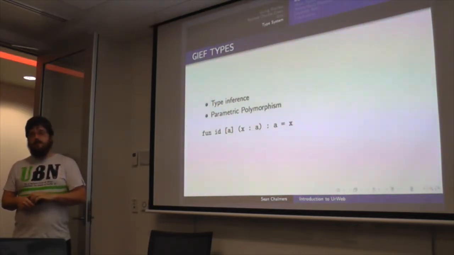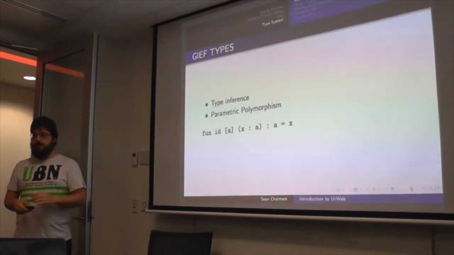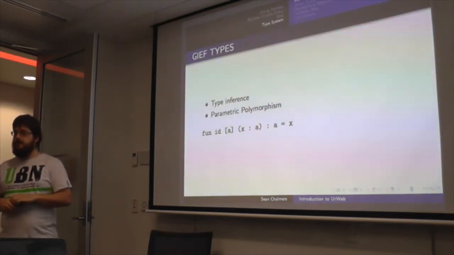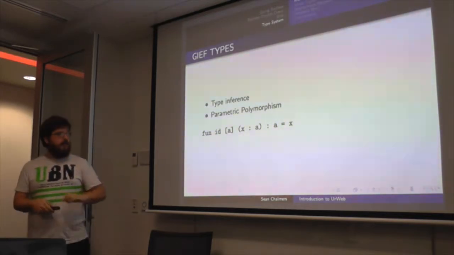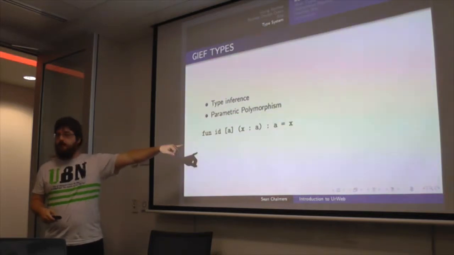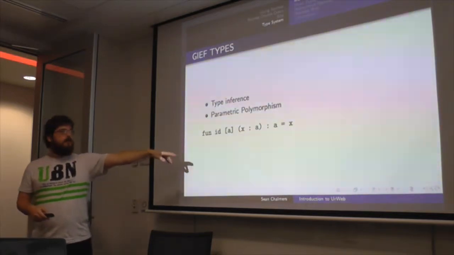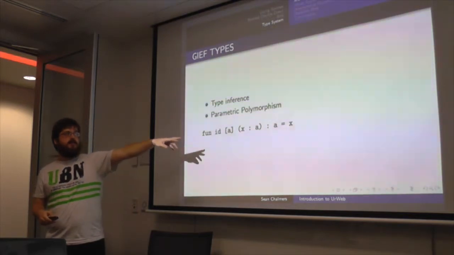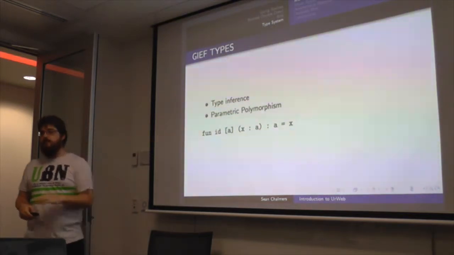It has type inference, similar to what we have in Haskell and a few other languages. Again, parametric polymorphism, so we can get a little id function. The variable in the square brackets is our type parameter, and then we're saying the function takes an x of type a and returns an a. We just return the x.